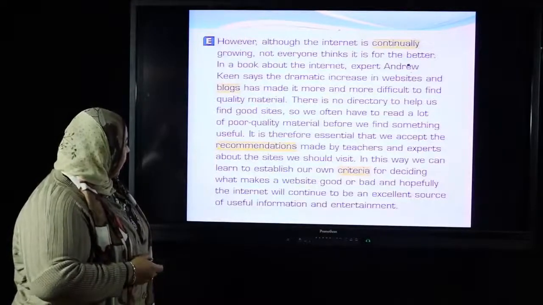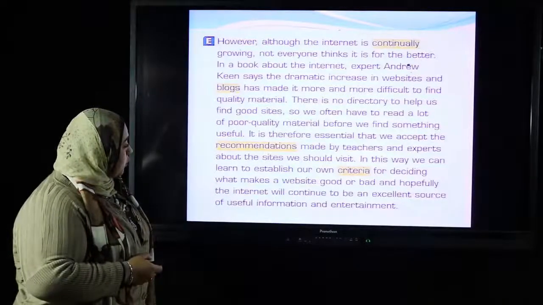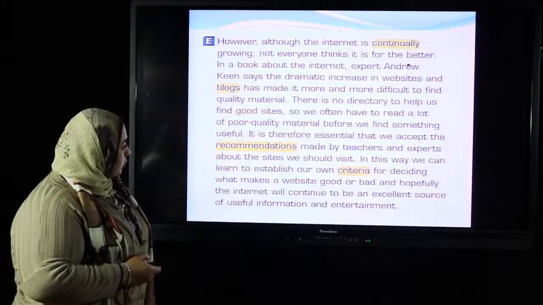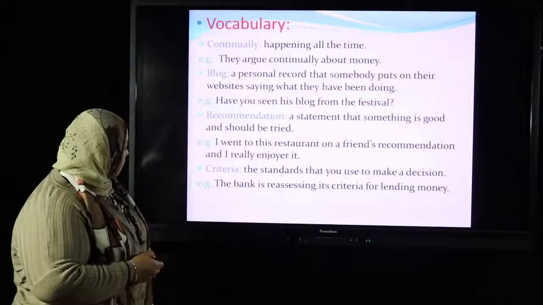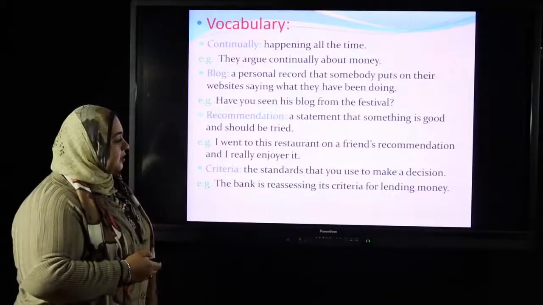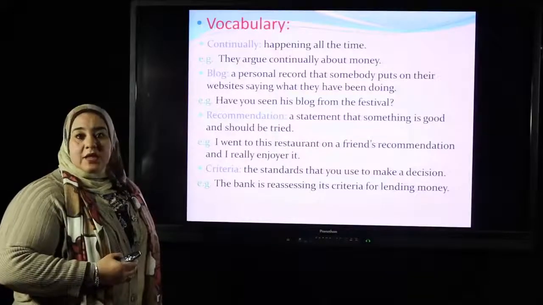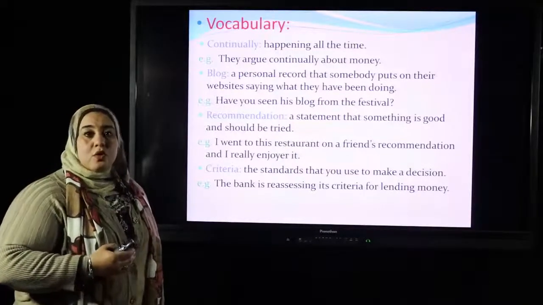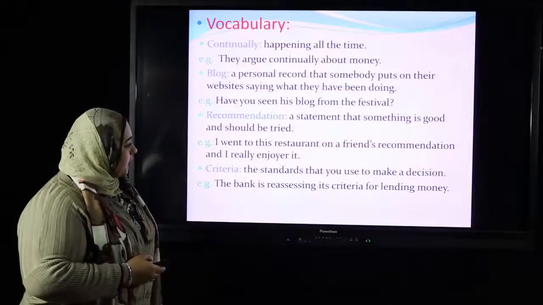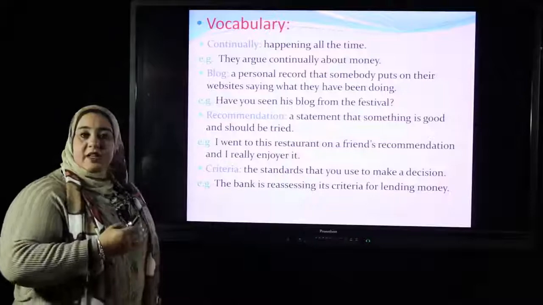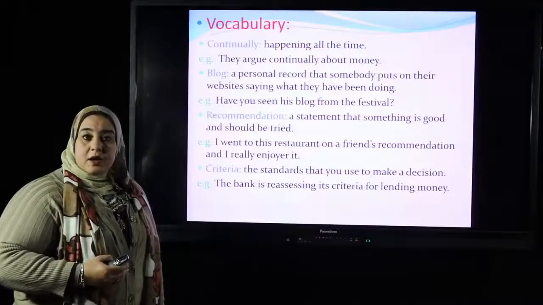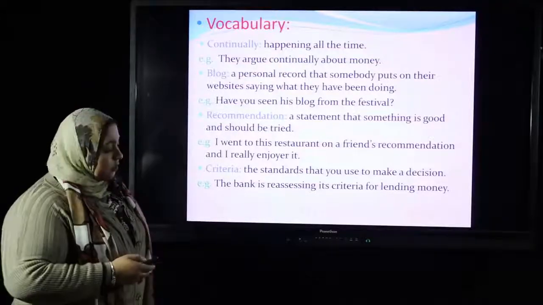In this way, we can learn to establish our own criteria for deciding what makes a website good or bad. Criteria, the standards that you use to make a decision. What steps you follow to make a decision. The bank is reassessing its criteria for lending money, meaning that it is putting steps or levels to lend money.